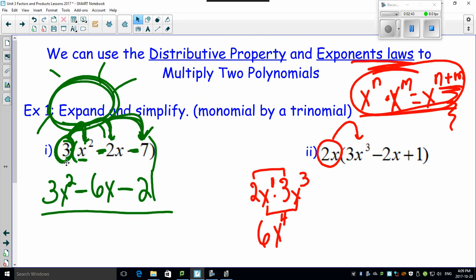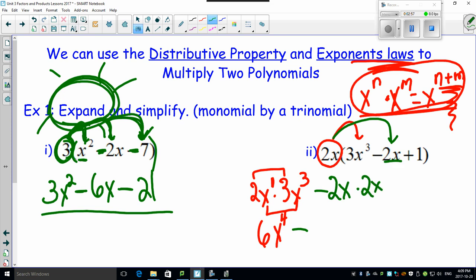Watch again when I go to this one. Now I'm going to go over to here. Same as we did before. The minus kind of tags along right here. Now I'm going to go 2x times 2x. See, I've taken care of the negative here. I don't have to worry about it. So now, numbers times numbers, that gives me 4. x to the 1 and x to the 1 actually gives me an x squared. Awesome.